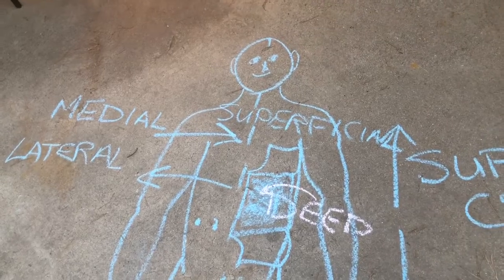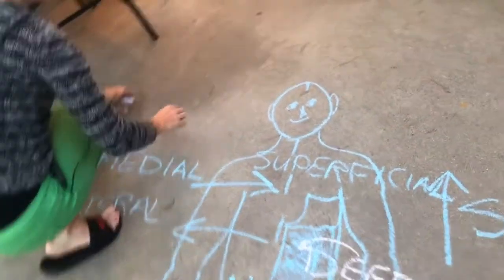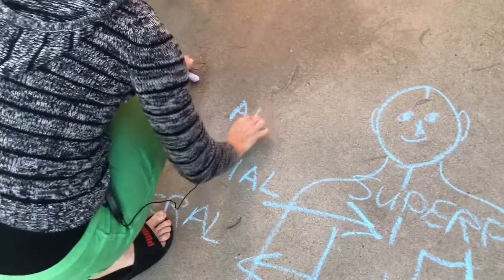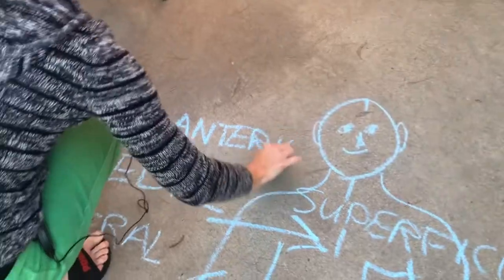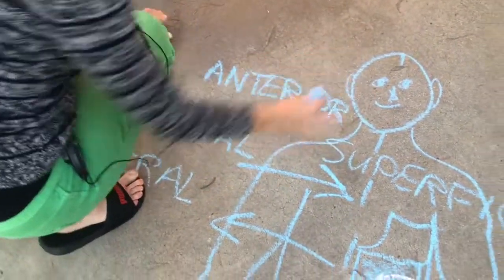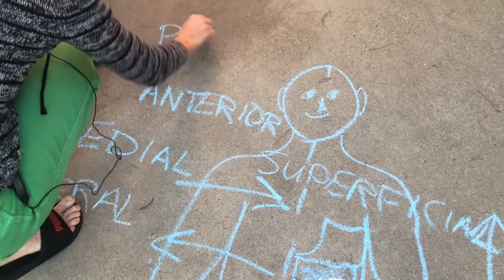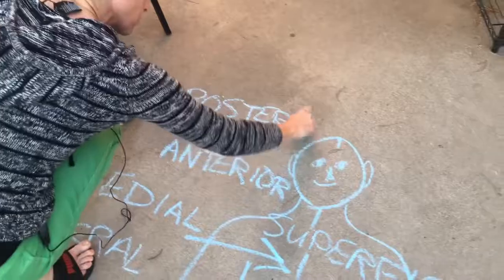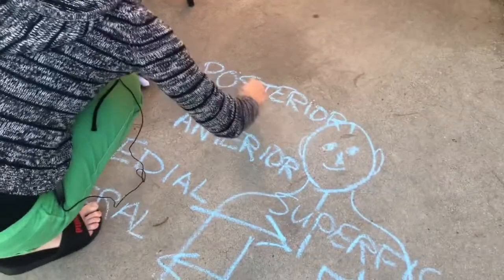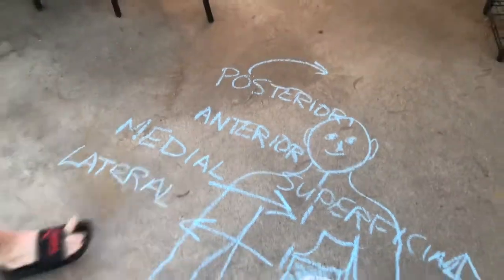Our next set of terms are anterior and posterior. Anterior refers to the front of the body. Okay, so we're looking at the front here. This is anterior. Posterior refers to the back of the body. So around the back, that's posterior. Okay, posterior is the back, anterior is the front.